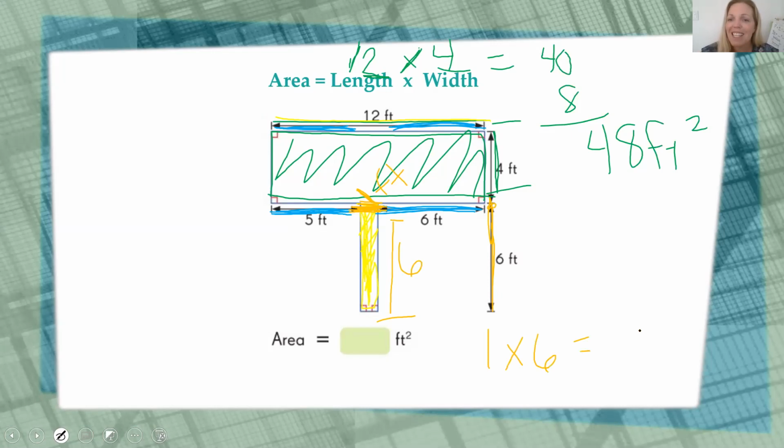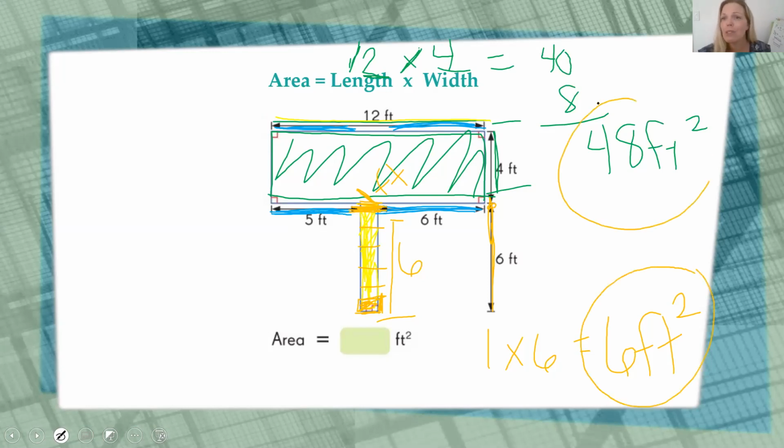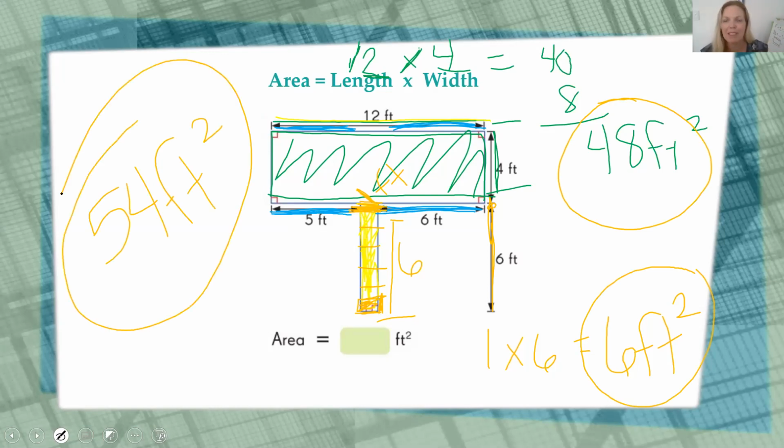That would be 6 feet squared, because I can imagine that there's the 6 little cubic units here, and that's 1 foot by 1 foot. So the total square footage for the yellow rectangle is 6 square feet. And then I would need to add that to the green rectangle, which was 48 feet squared, which would give me then 54 square feet for the total of this weird T shape. Okay.